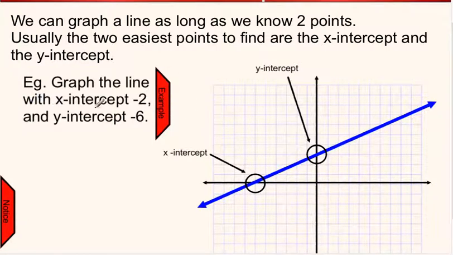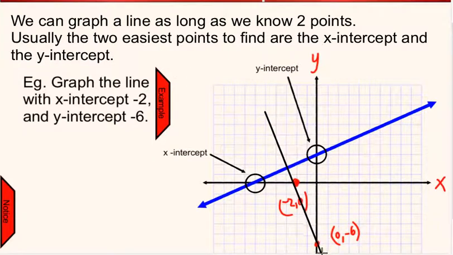So an x-intercept of -2 means it crosses the x-axis, right? This is the x-axis, this is the y-axis. It crosses the x-axis at -2. So it's -2 comma 0 is that point. And it crosses the y-axis, like it has a y-intercept of -6. So 1, 2, 3, 4, 5, 6. So that's the point 0 comma -6. So that defines a line, right? Any 2 points define a line. So there's that line right there on that grid.